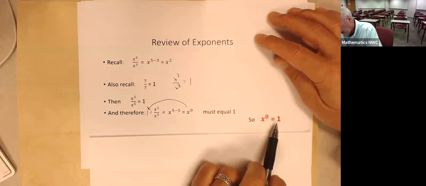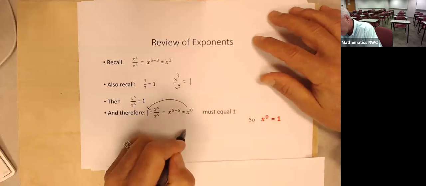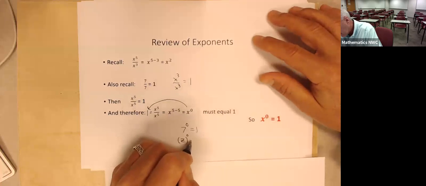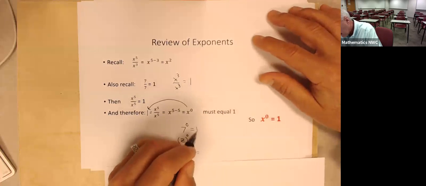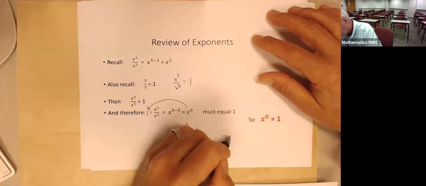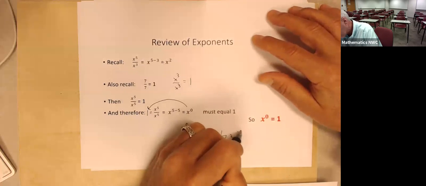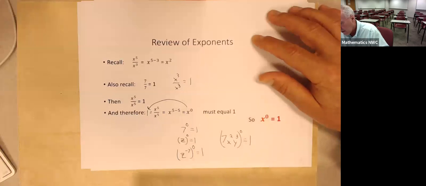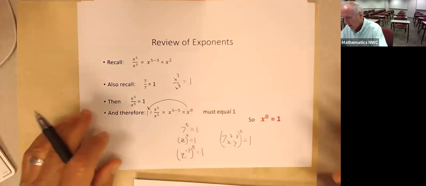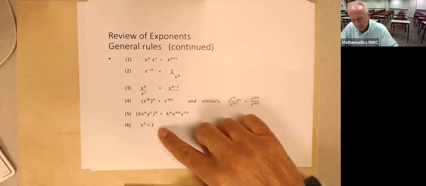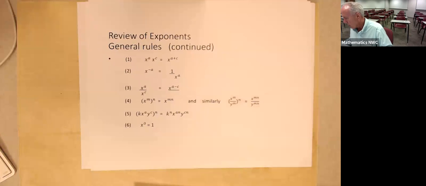Anything to the 0 has to be equal to 1. That means if I have 7 to the 0, it's 1. If I've got z to the 0, it's 1. If I've got z to the -7th quantity to the 0, I would get 1. If I have 7x squared y cubed raised to the 0 power, anything to the 0 power is always going to be 1. Always going to be 1. That's why we have this last law here. X to the 0 is equal to 1.